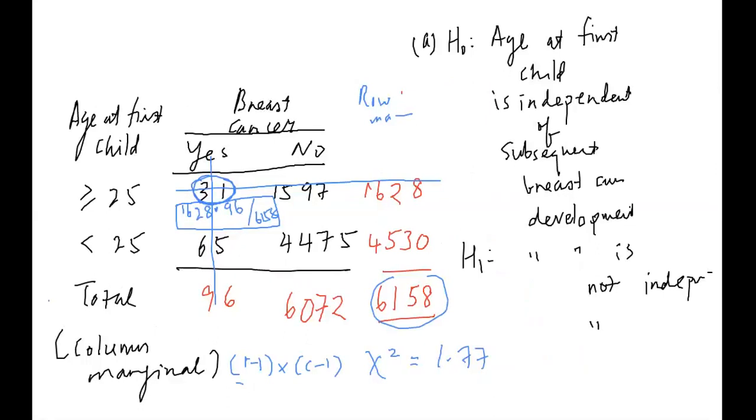Actually, this degree of freedom comes from the generic form, which is number of categories subtract number of estimated parameters subtract 1. So it's actually obtained from that.